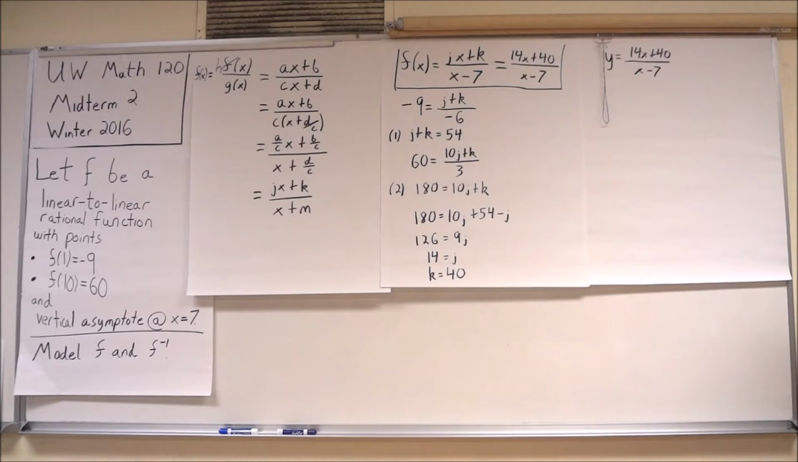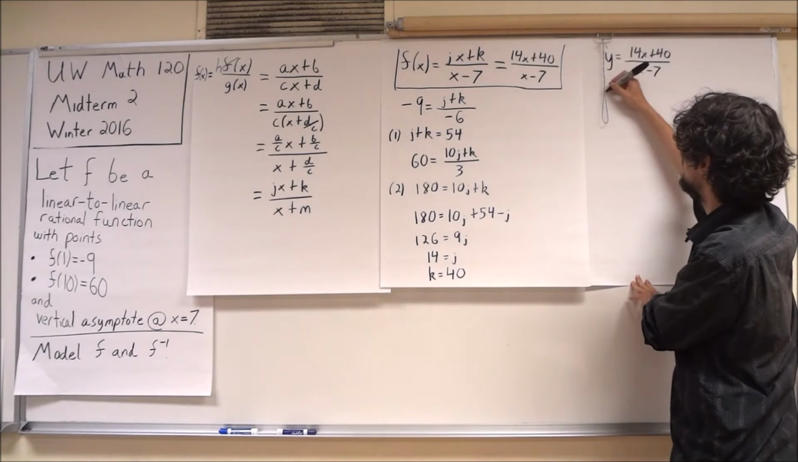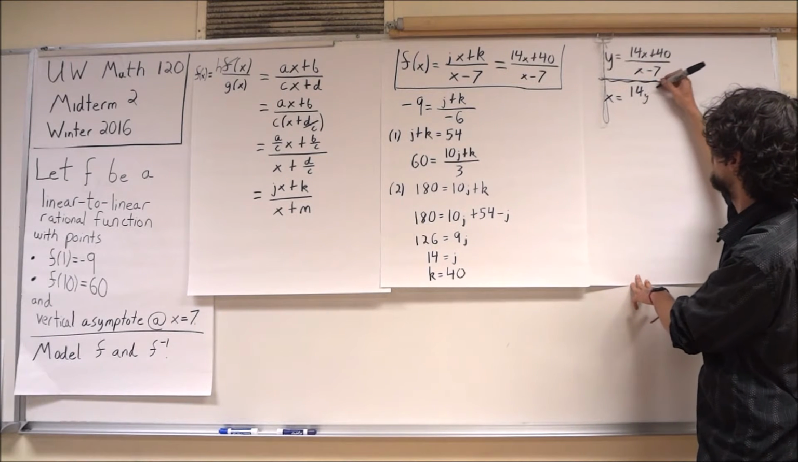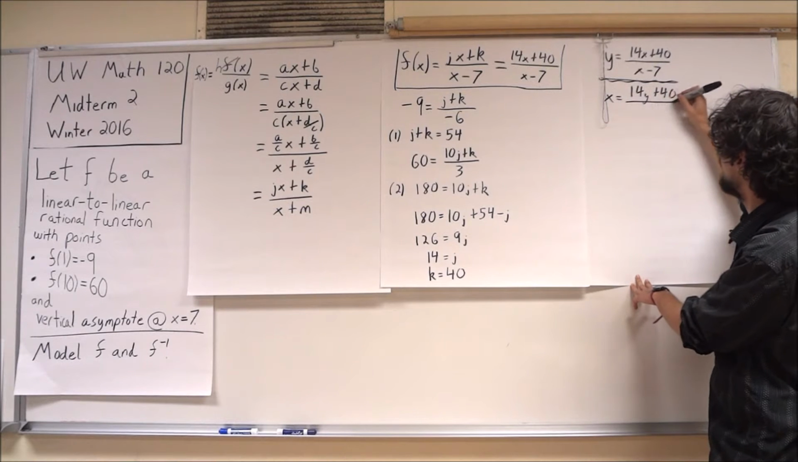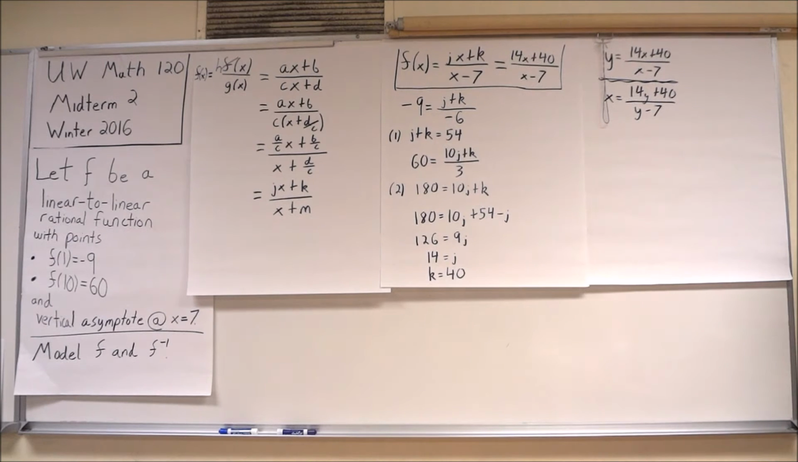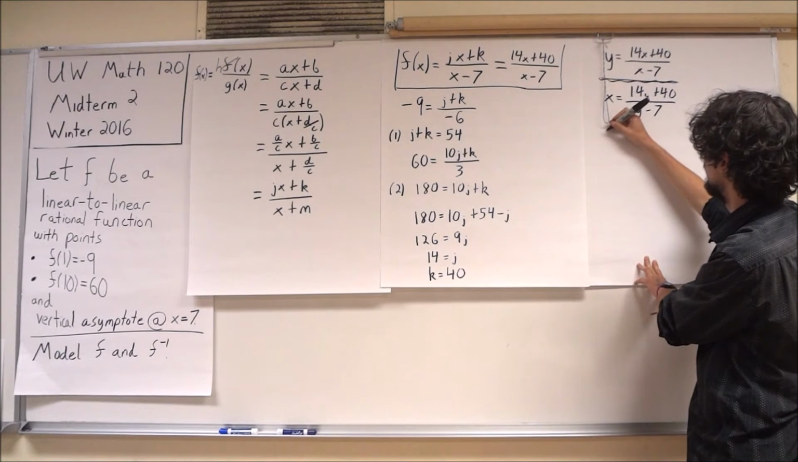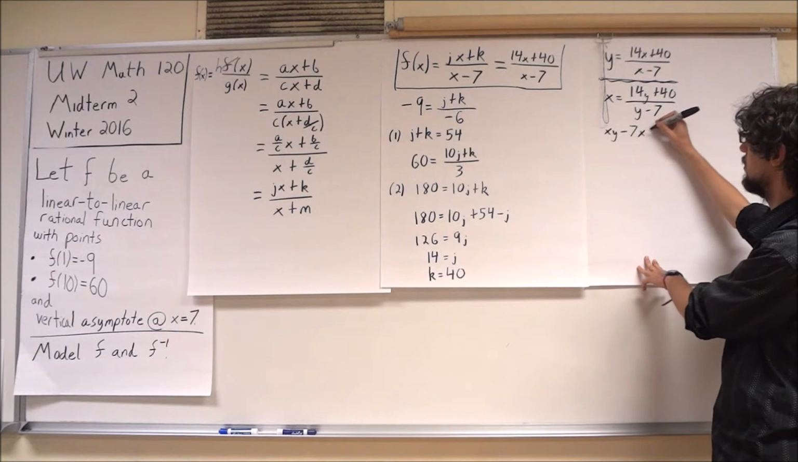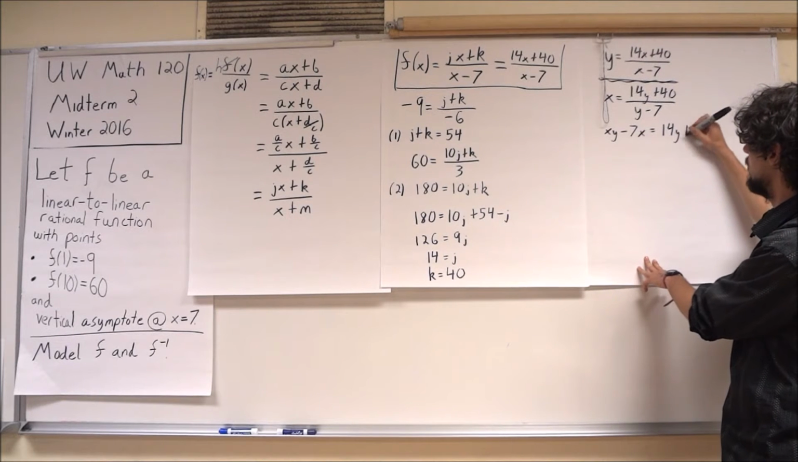Now, to find the inverse function, we'll swap the roles of x and y and resolve for y. So I can write this now as x equals 14y plus 40 over y minus 7. And now I have a little bit of algebra to do. I can write this as, let's say, xy minus 7x equals 14y plus 40.